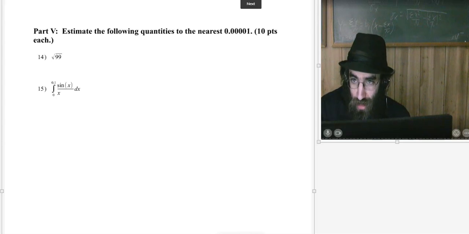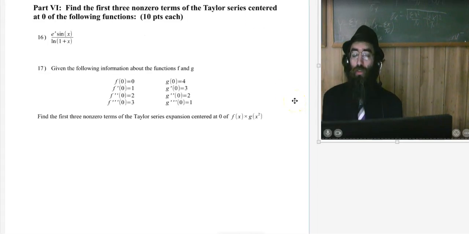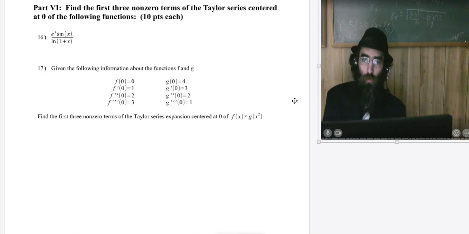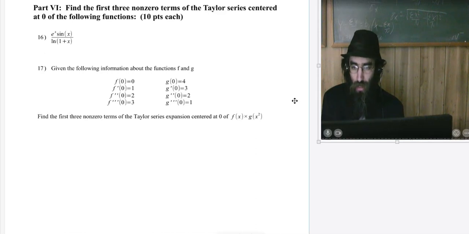And so thus far that's 80 points. And finally, part 6. Find the first 3 non-zero terms of the Taylor series centered at 0, so the Maclaurin series, of the following functions. For one of them, e to the x times sine x over natural log of 1 plus x. And for the other, it's the same directive, but I'm giving more information here. You've just got some functions f and g, and you know f of 0 equals 0, f prime of 0 equals 1, f double prime of 0 equals 2, f triple prime of 0 equals 3, g of 0 equals 4, g prime of 0 equals 3, g double prime of 0 equals 2, and g triple prime of 0 equals 1.